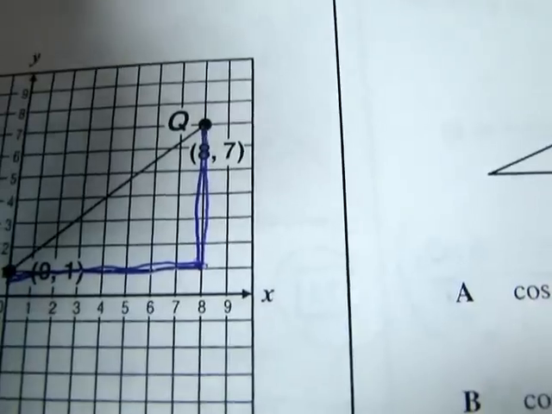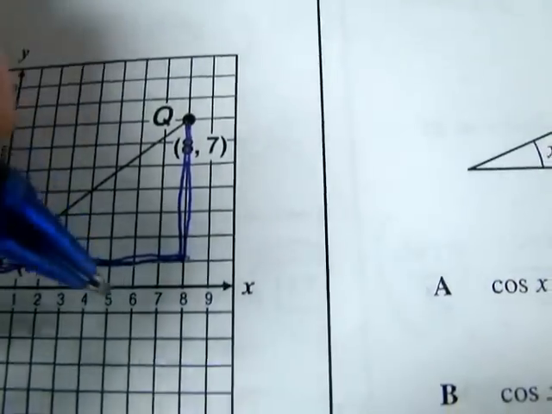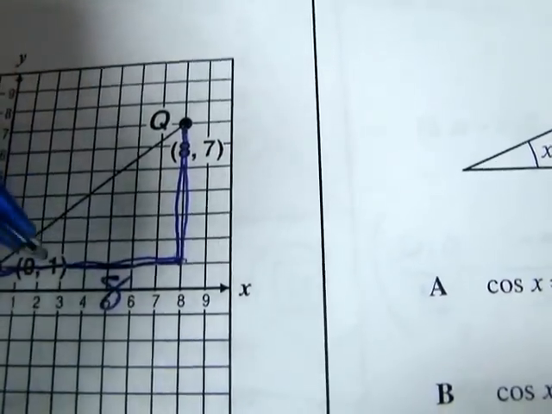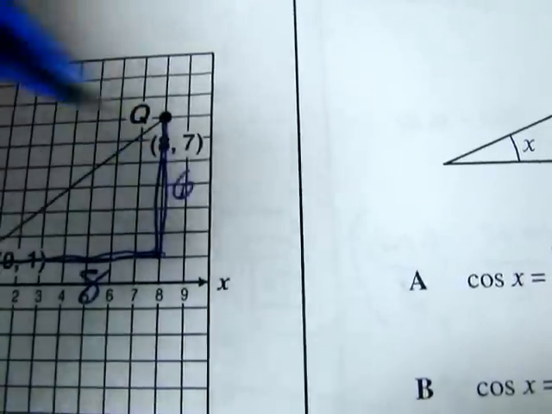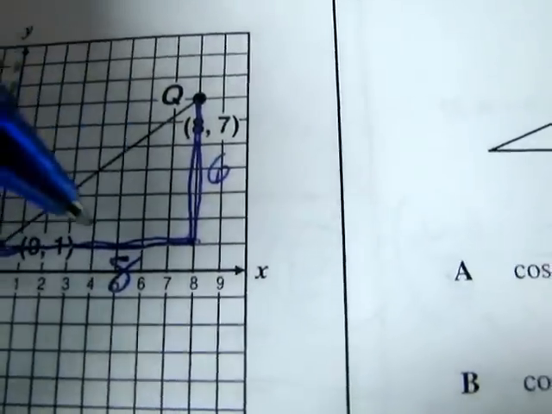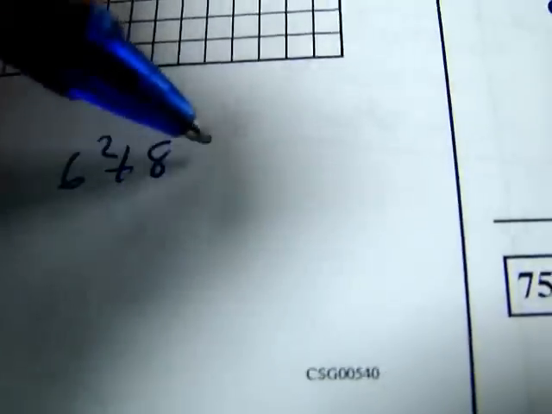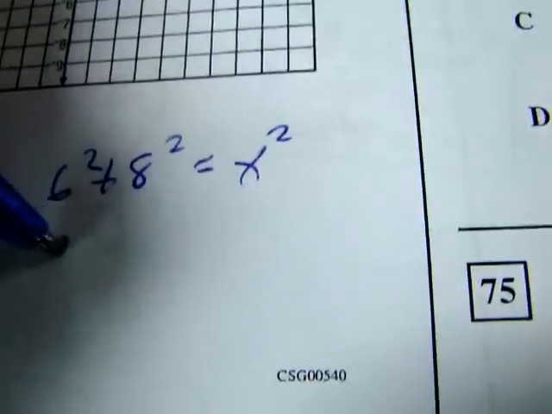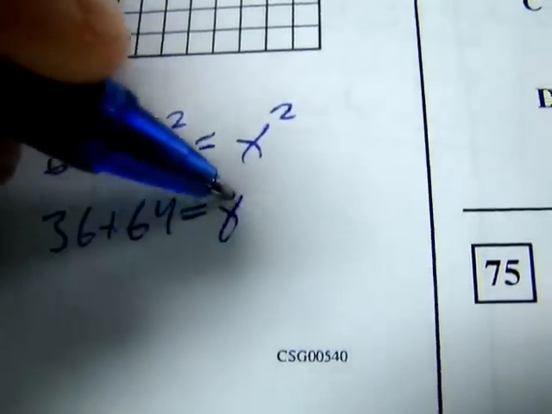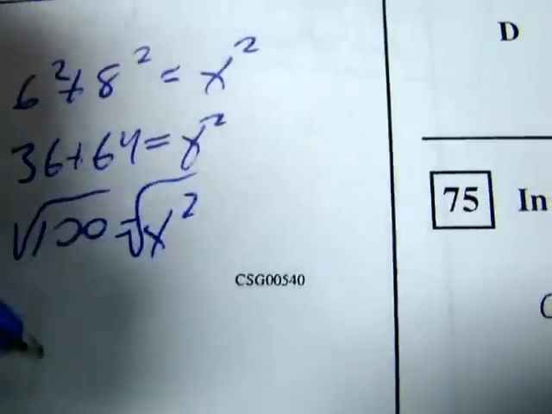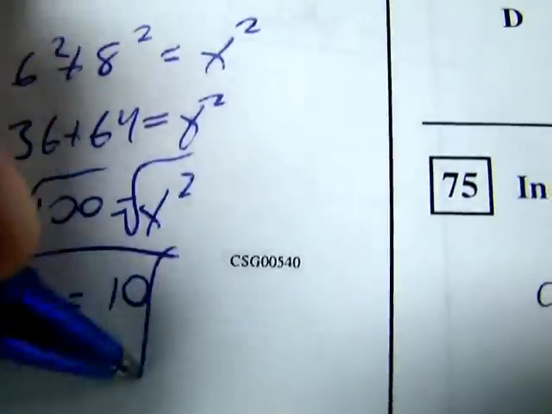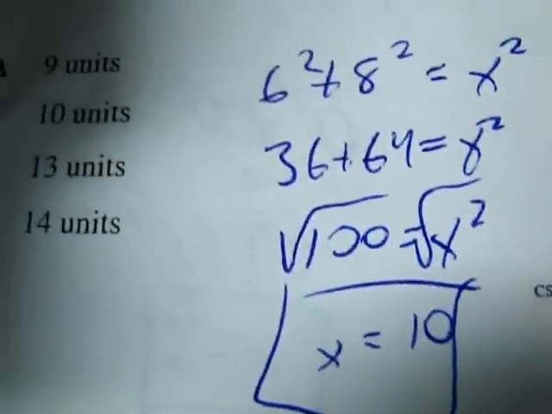So the x value here goes from 0 to 8, so it's going to be 8. And the y value goes from 1 to 7. So 1 to 7 is going to be 6. So we have a 6 and an 8. We're going to do the Pythagorean theorem, so it's going to be 6 squared plus 8 squared equals x squared. That's 36 plus 64 equals x squared. It's 100 equals x squared. Take the square root of both sides. X equals 10. No problem.